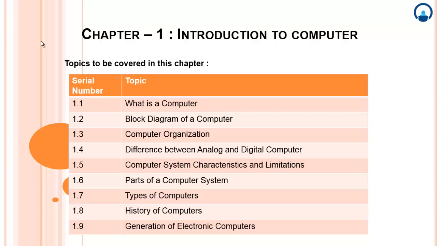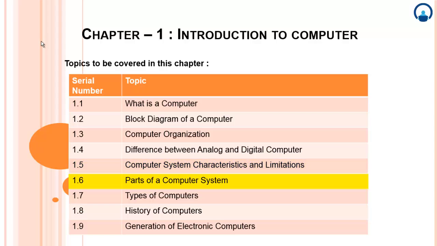So the topics to be covered in this chapter are: the number one is what is a computer. The second one is the block diagram of a computer. The third one is computer organization. The fourth one is difference between analog and digital computer. The fifth one is computer system, characteristics and limitations.